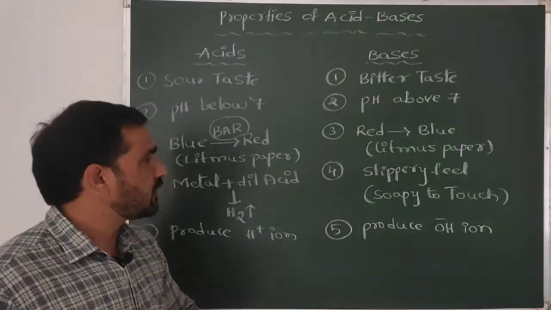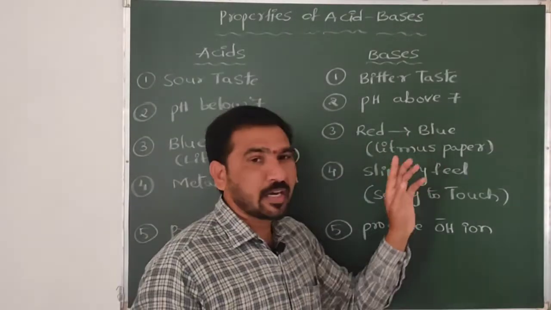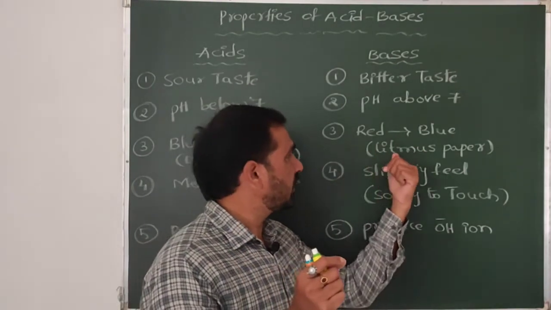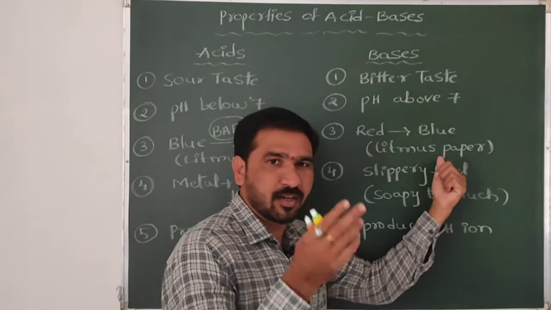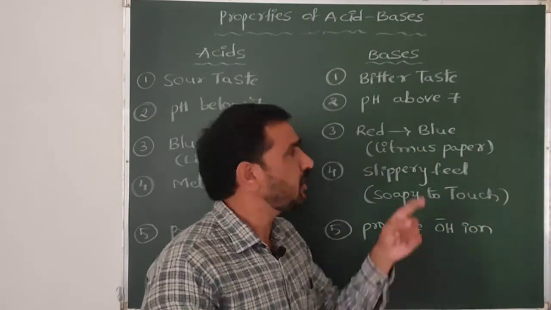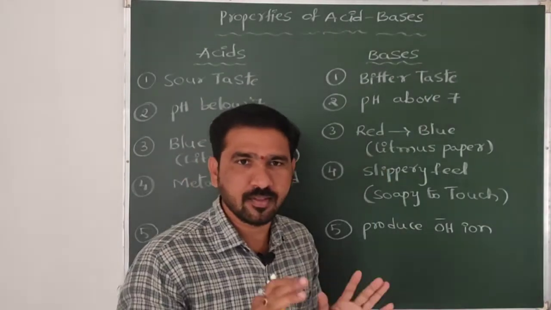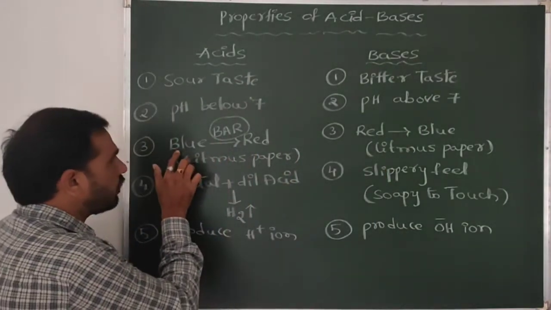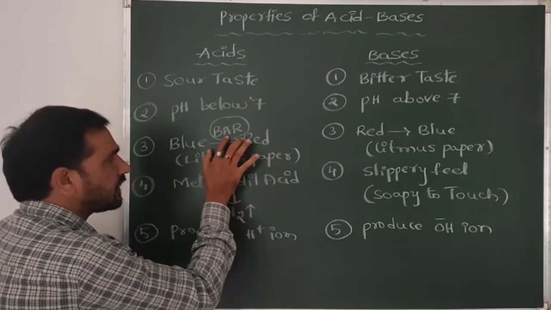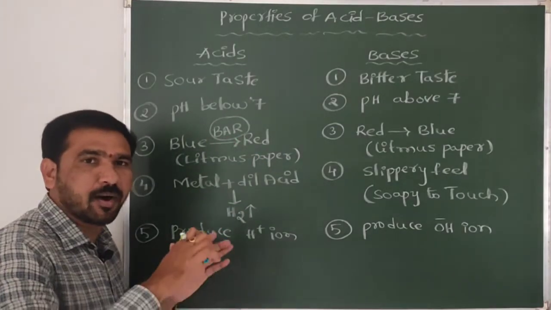Is it clear? Then red to blue conversion: red litmus paper turns to blue color in the presence of what solution? Basic solution. Is it clear? Blue litmus paper to red litmus paper, that is acid. Remember it as the bar code.